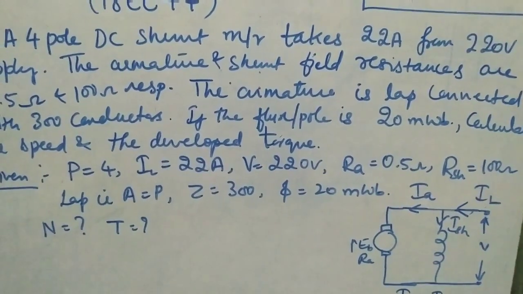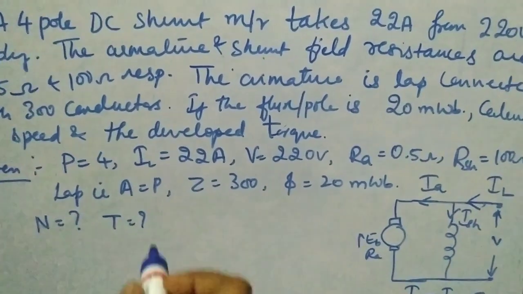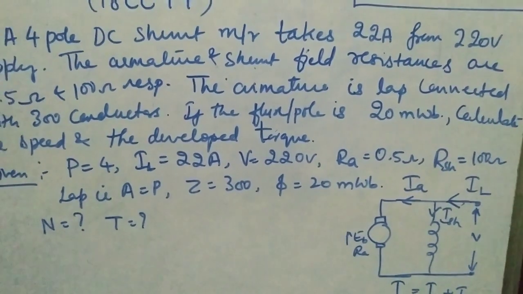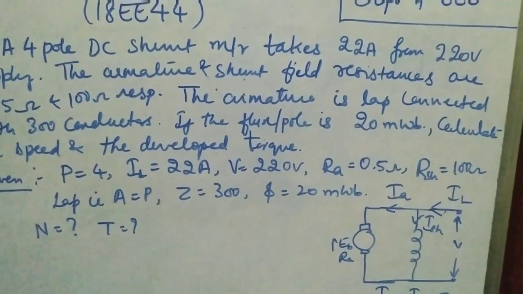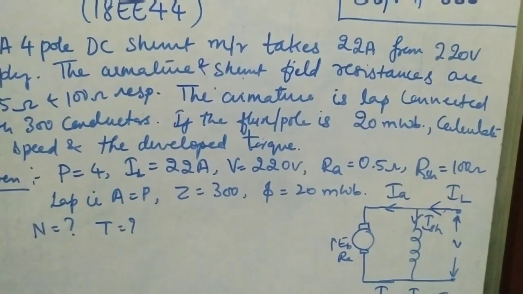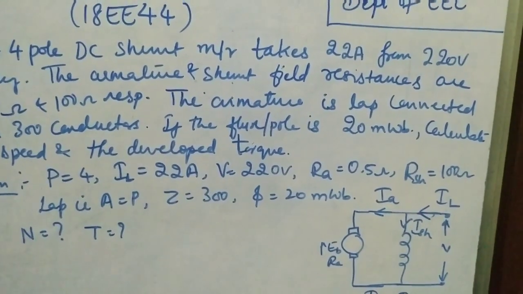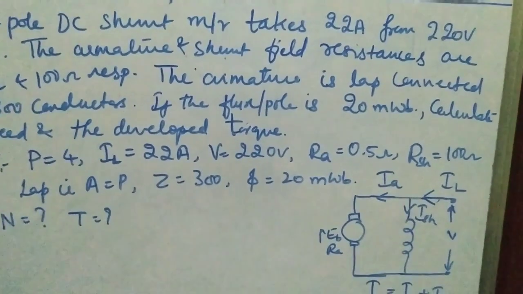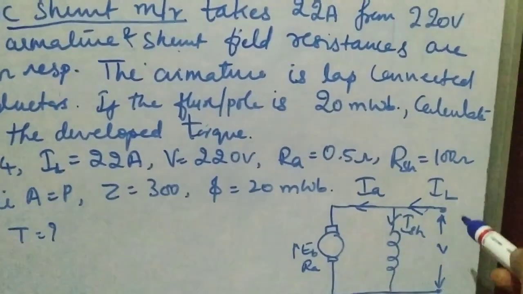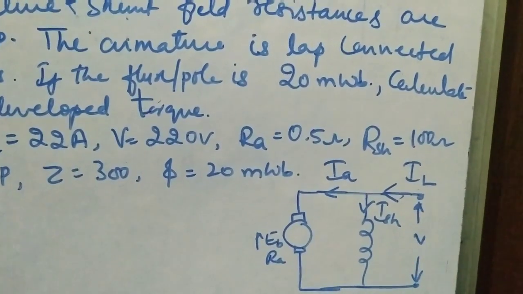So here will be the given data: the number of poles and the line current IL, which is 22 amperes, the voltage, RA, RSH, and since it is lap connected, A is equal to P, and Z is equal to 300, flux is 220 milliweber. We can also write down the basic circuit diagram, as it indicates a DC shunt motor.